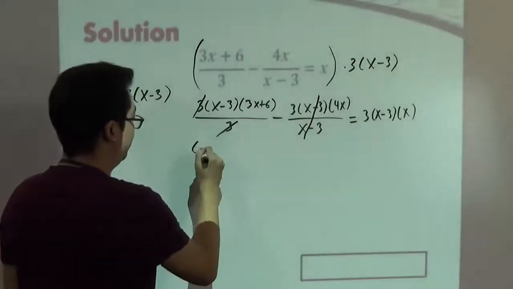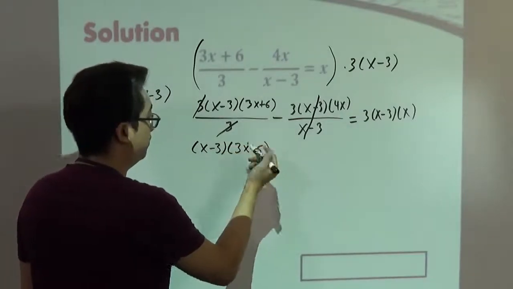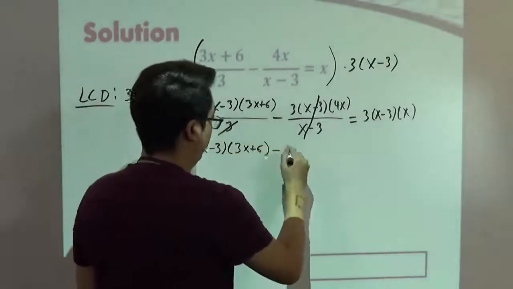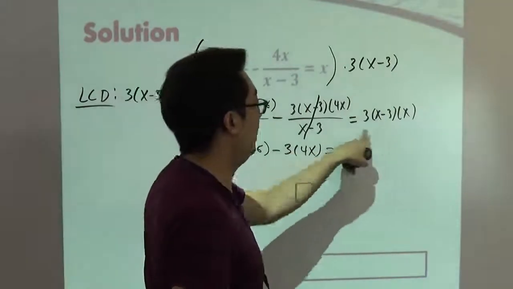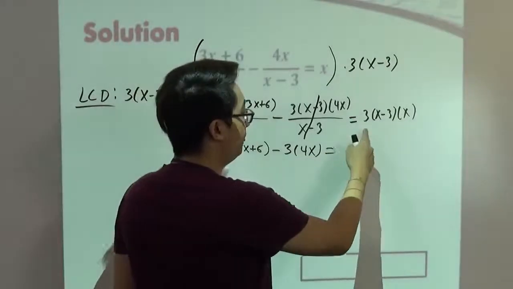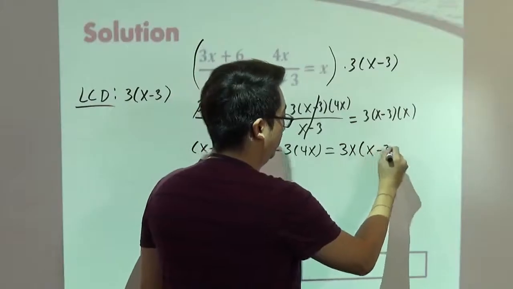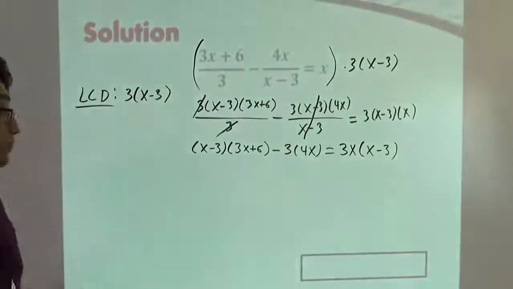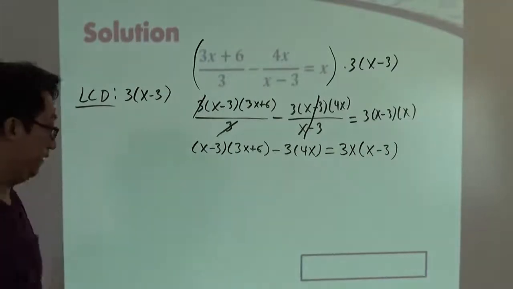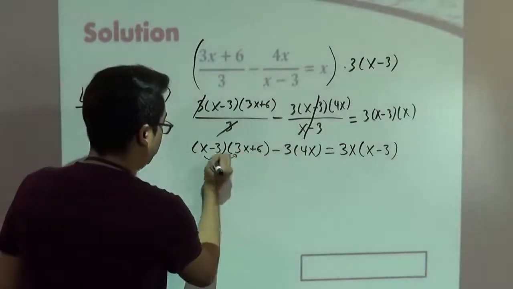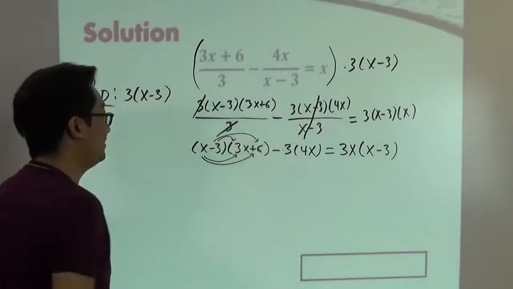So let's rewrite this as x minus 3 times 3x plus 6, minus 3 times 4x. Because in multiplication the order doesn't matter, I can write the 3x first, and at the end write x minus 3, just to make it a little easier when we multiply. Okay, so I see this and may think about FOILing. Let's draw our arrows: first, outside, inside, and last.